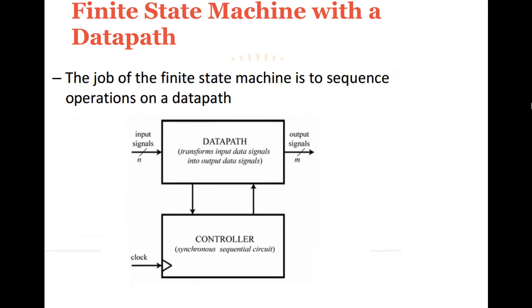Here I have shown, as I just told, that the finite state machine sequences operations on a data path, and the data path performs numerical computation for the system. So these two have to cooperate in a good way.